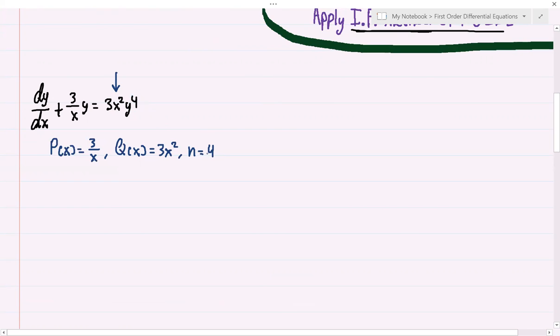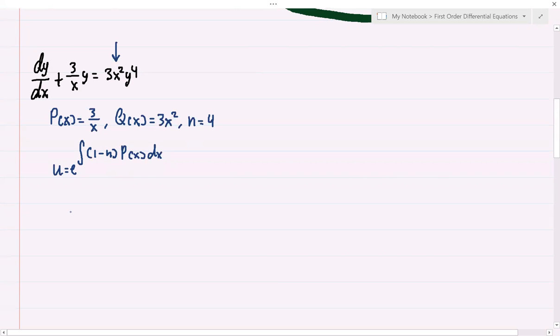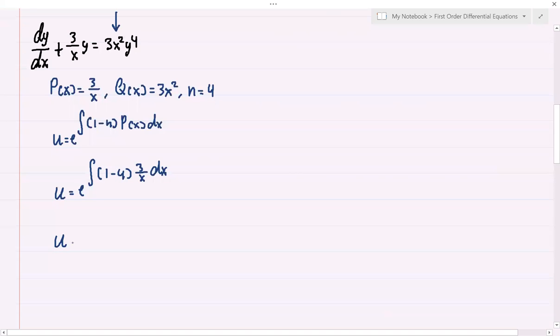Now, let's apply the integrating factor method of Bernoulli's equation. So the first formula: u is equal to e raised to the integral of quantity 1 minus n times P of x. There you go. Okay, so let's substitute. You have u is equal to e raised to the integral of 1 minus your n, which is 4, times your P of x, which is 3 all over x. Okay, so let's simplify further. You have e raised to the integral of negative 3 times 3 all over x.